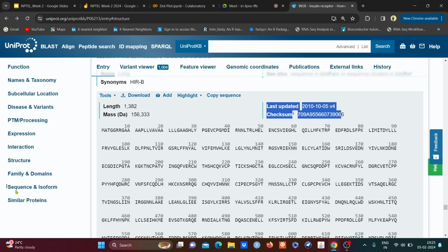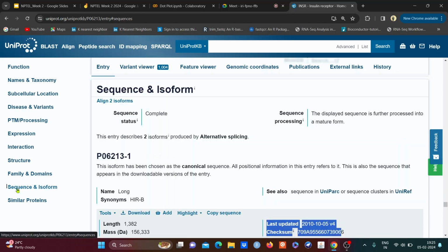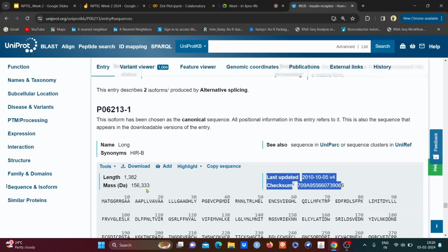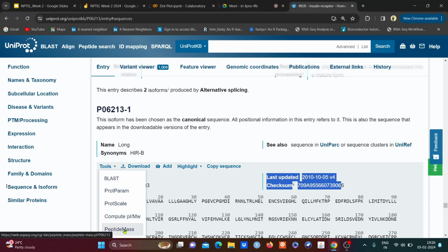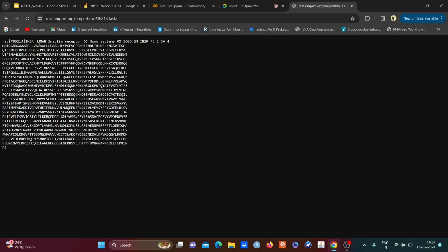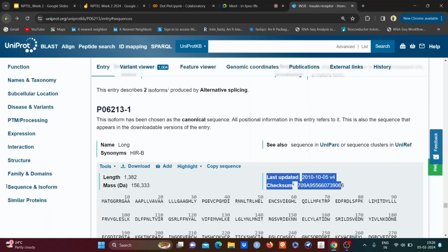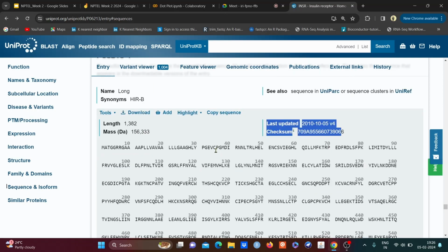When we come to the sequence section, here you can see download and some tools like compute molecular weight or peptide mass, and ProtParam, which gives the protein parameters. Followed by that, we have a tab of download. On clicking that, you can extract the FASTA sequence of this protein, insulin receptor.